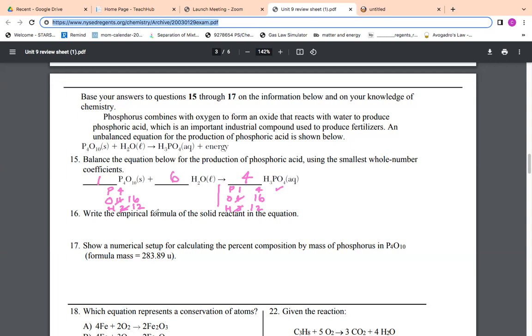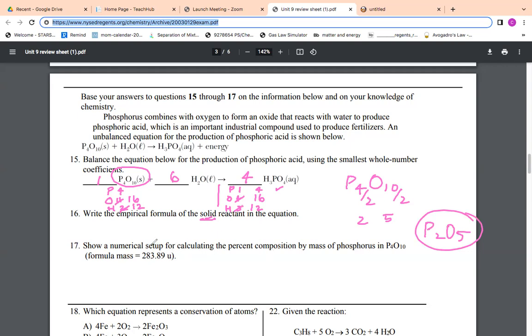All right, next is write the empirical formula of the solid reactant in the equation. Now let's say that you forget, you can't remember which side is the reactant. They're telling you that the thing is a solid, and there's only one solid here. So you know that they're talking about this thing. So we're given this molecular formula, P4O10. And they want the empirical. So you need to reduce this. 4 and 10 are both divisible by 2. So divide this by 2, divide this by 2. That's 2 and 5. So you just use these numbers and rewrite it. So it would be P2O5. That's it.